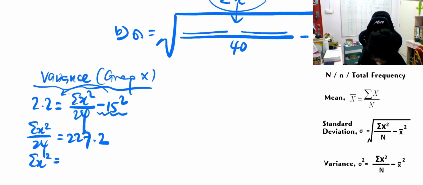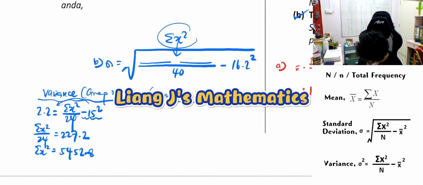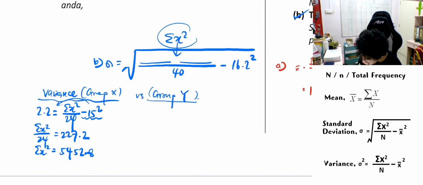You get 5452.8. Okay, so after you get this one, that will be group X. And now get the variance for what? For group Y. Okay, for group Y. So group Y, everyone, it will be 1.4. So I put that 1.4 equals to what?